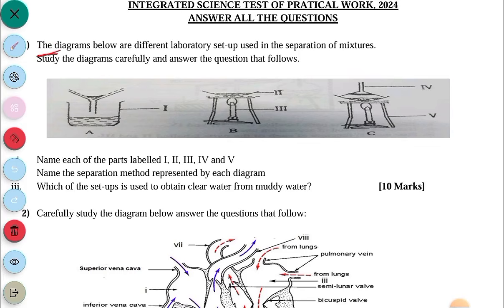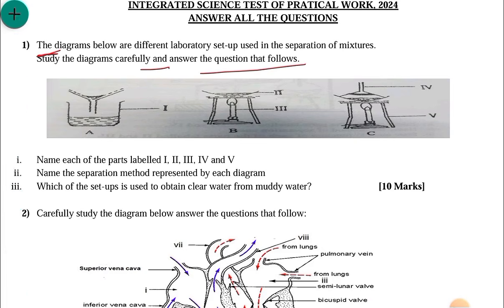we are told that the diagrams below are different laboratory setups used in the separation of mixtures. Take the diagrams carefully and answer the questions that follow. So with the I, we are asked to name I to V. So I here is the beaker, which is for setup A. Then II is an evaporating dish. III is a Bunsen burner.